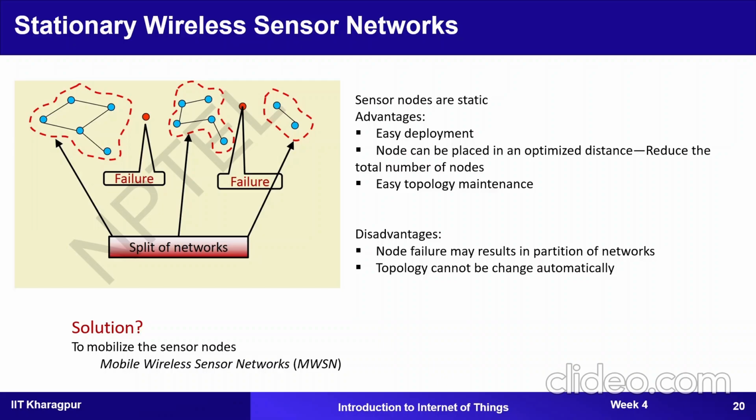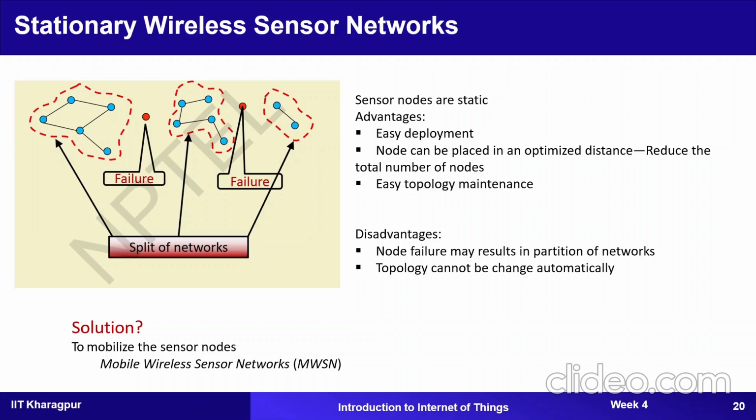However, on the other hand, there are disadvantages of using static sensors, which I have discussed: the placement of static sensors can result in disconnecting your complete network. So the solution for this is to utilize mobile sensors.